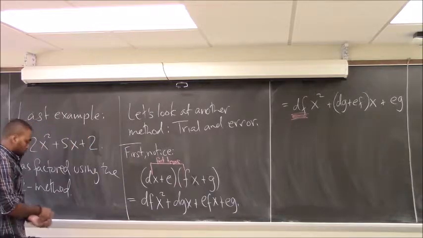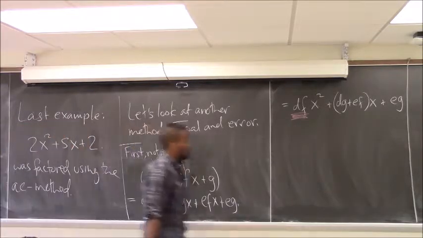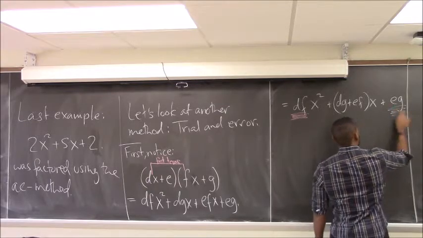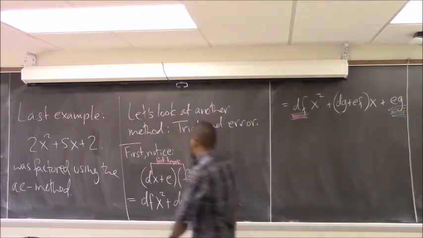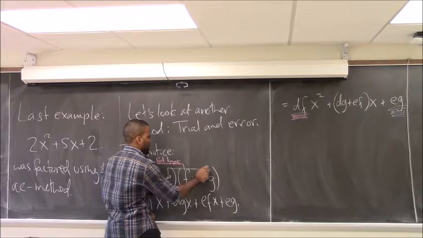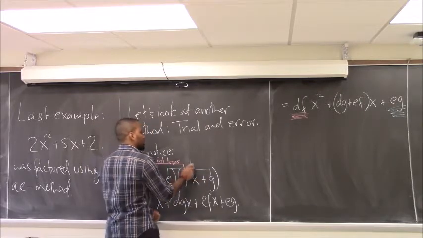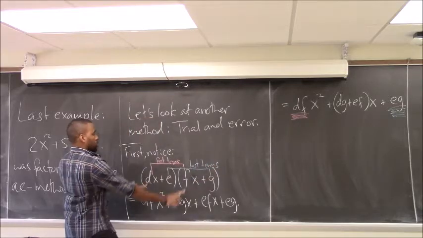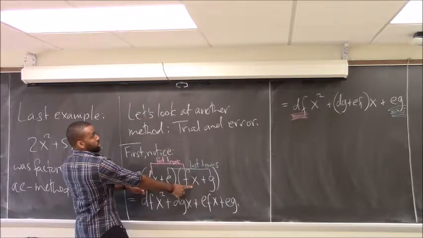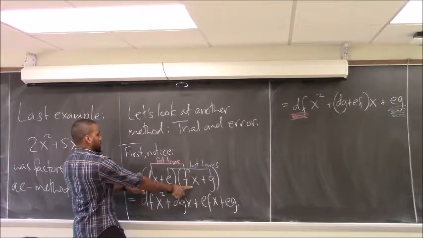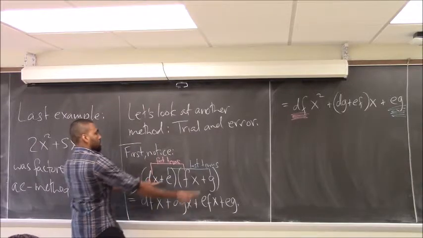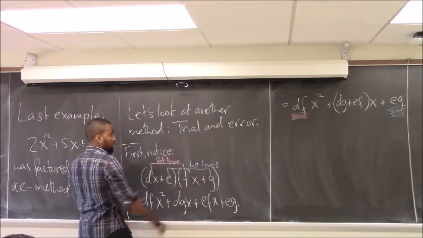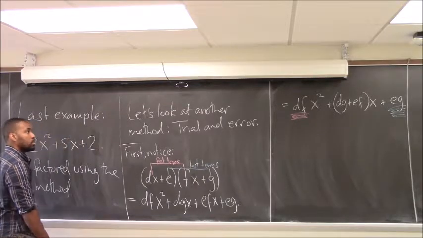And if you notice where the last guy comes from, blue, that is the product of the two last terms. Right? So if you take dx times fx, you would get dfx squared by laws of exponents. And if you take e times g, you get e times g. That's the last guy. But what happens to the middle guy?